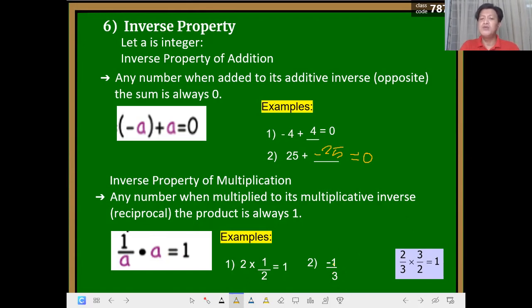Here in number 2, what is the reciprocal of negative 1/3, or what we call the multiplicative inverse of negative 1/3? We multiply, so that is negative 3. And then, what is the product of this? That is equal to 1, because they cancel out. Remember, the product is always 1. When it is a fraction, of course, its reciprocal or multiplicative inverse is also a fraction. What is 2/3 times 3 over 2? It is still 1. That is what we remember in the inverse property of multiplication: the product is always 1. Here in addition, the sum is always 0.